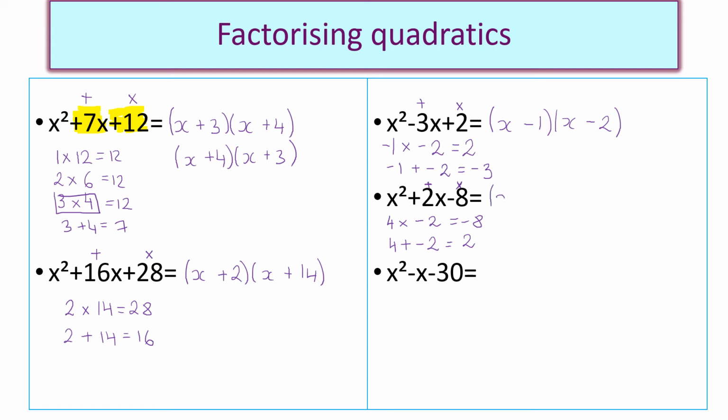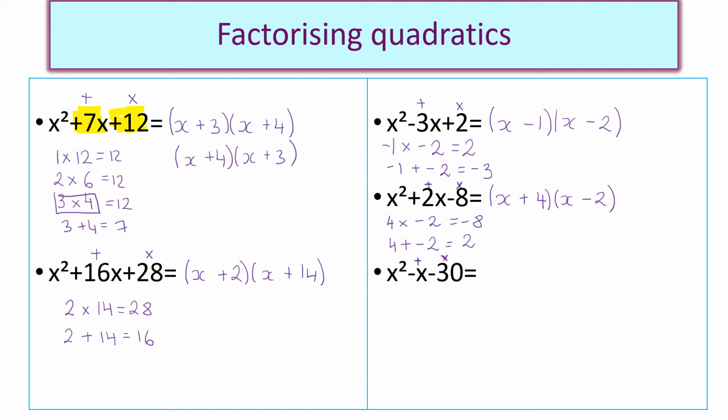So in my brackets, I'll have x plus 4 and then x -2. In the last one, again, I want two numbers that I times to get -30 and then add to get -1. Remember, because it's -x, that means that the coefficient here is -1.